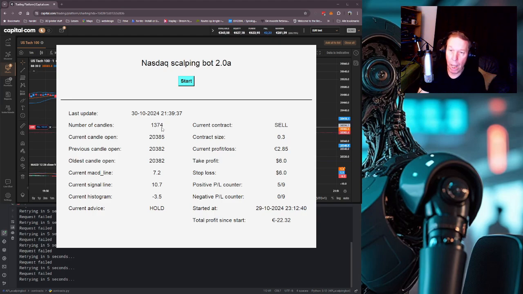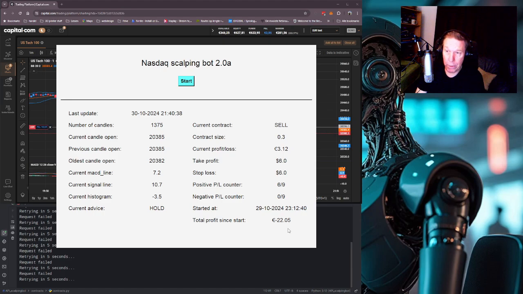Good to know. What we see is that the current profit since starting yesterday around 12 past 11 is a minus of 22.32. And I had to look it up. We left this afternoon with a minus of 13 something. So another €9 came to it as a negative to our profit.